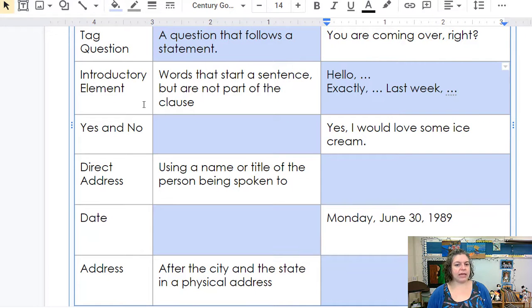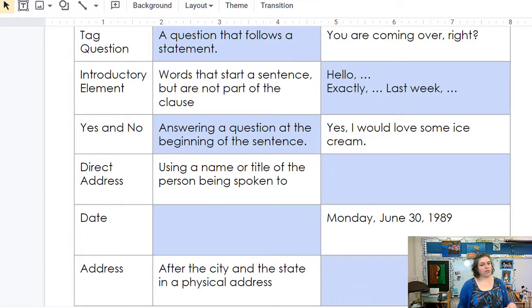Next, let's take a look at yes and no. So if you have yes or no, and they're going to be at the beginning of a sentence. So if you're answering a question, yes, comma, I would love some ice cream. So this is when you're answering, and it's at the beginning of a sentence.